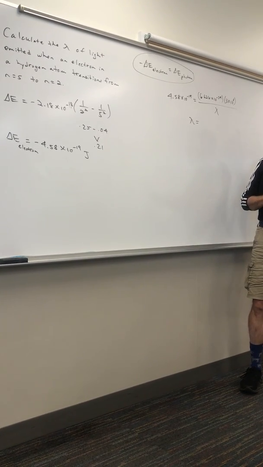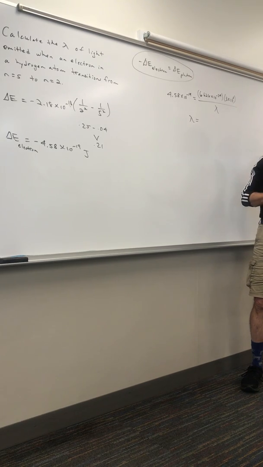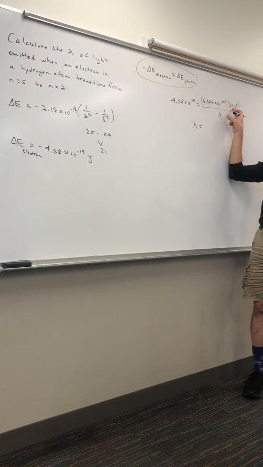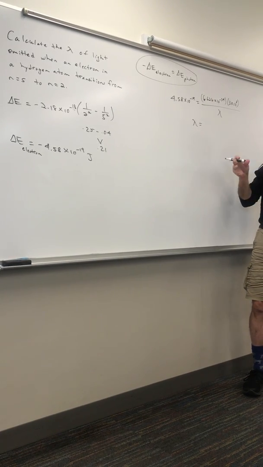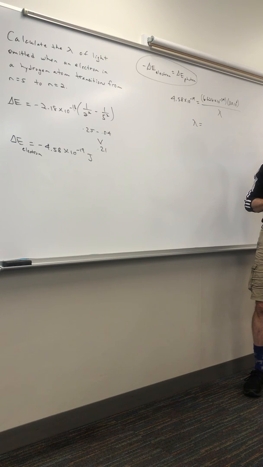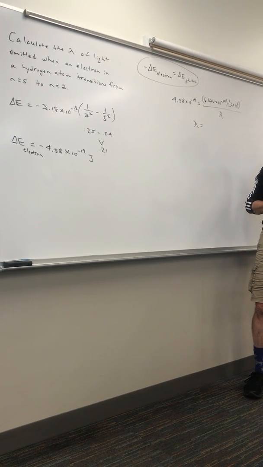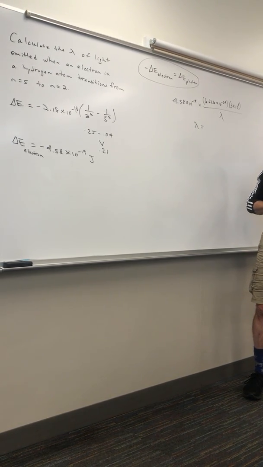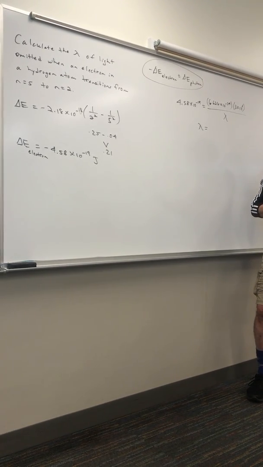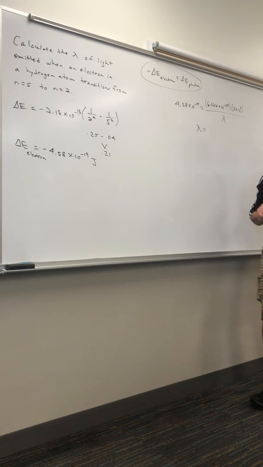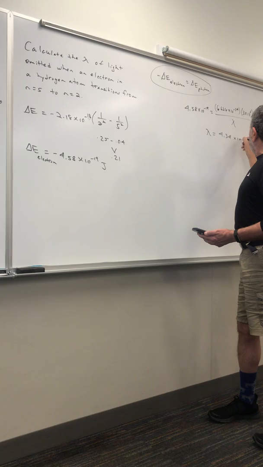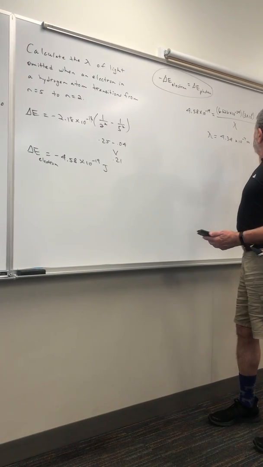Which one of those is the speed of light? This one, c. And what is h? Planck's constant. It's always that number, and this is always that number. So the only things that change are that and that. h is the constant. I got 4.34 times 10 to the minus 7 meters.